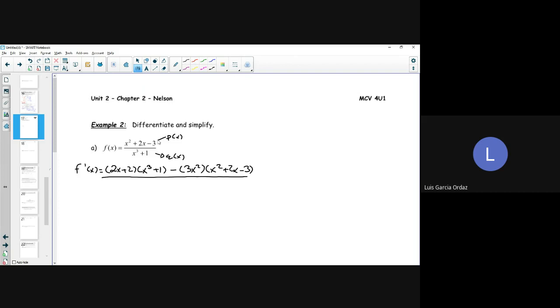all over x cubed plus 1 to the power of 3. You can write it like that, all squared.